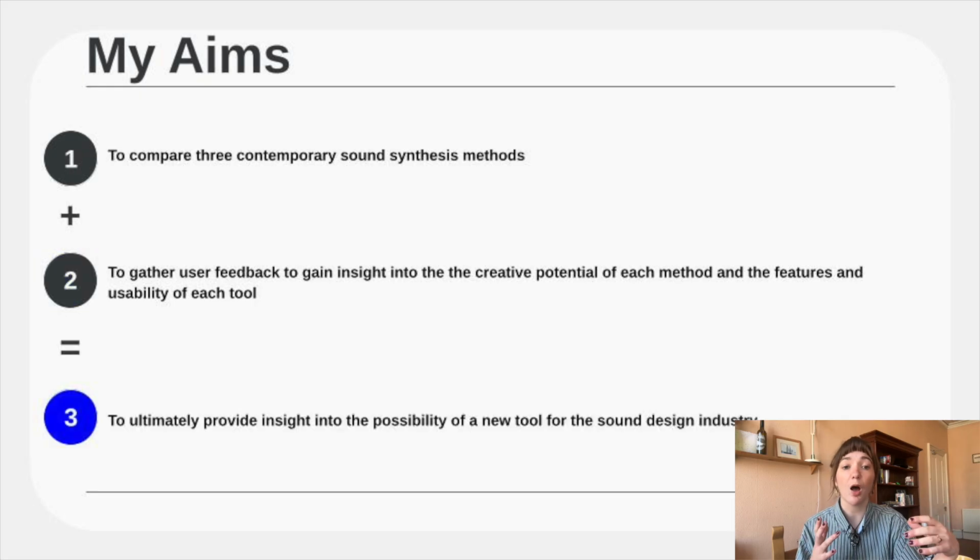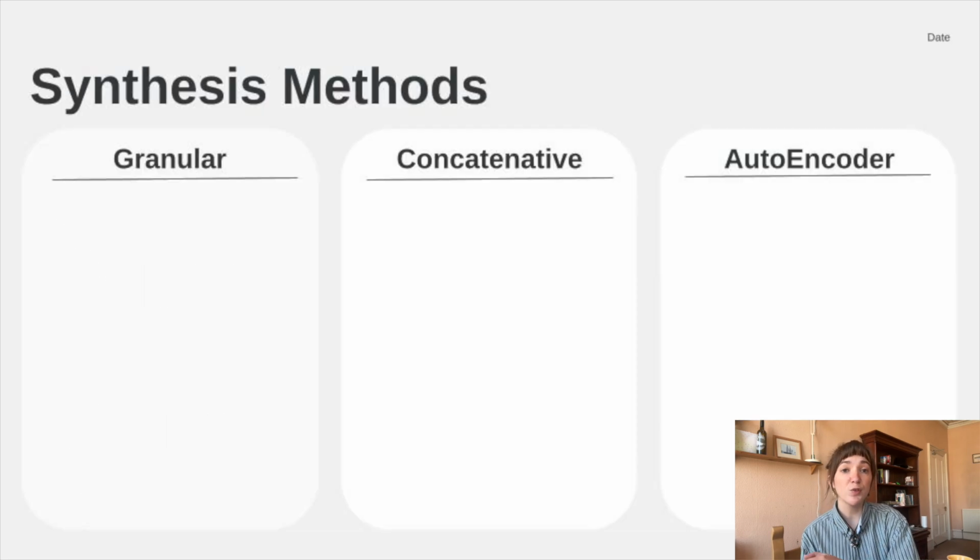And all of this would be to ultimately provide insight into the possibility of a new tool for the sound design industry. The 3 methods chosen for this study were granular synthesis, concatenative synthesis, and real-time variational autoencoder. I thought these 3 would be an interesting selection as they had varying levels of artificial intelligence. Each patch developed was built using existing tools with adjustments made to follow the aims of this particular study.